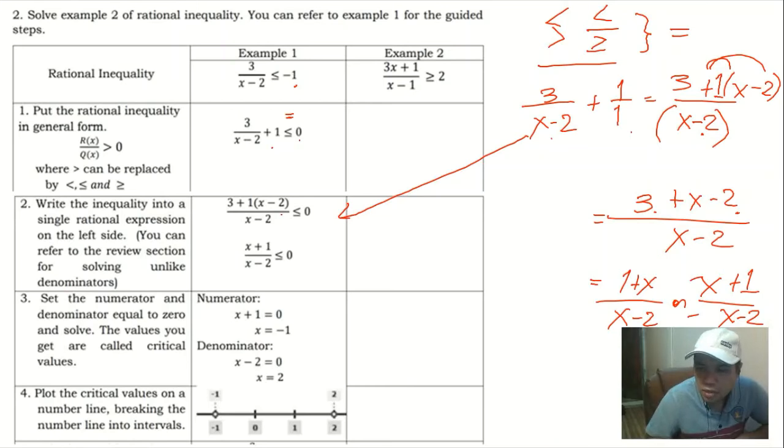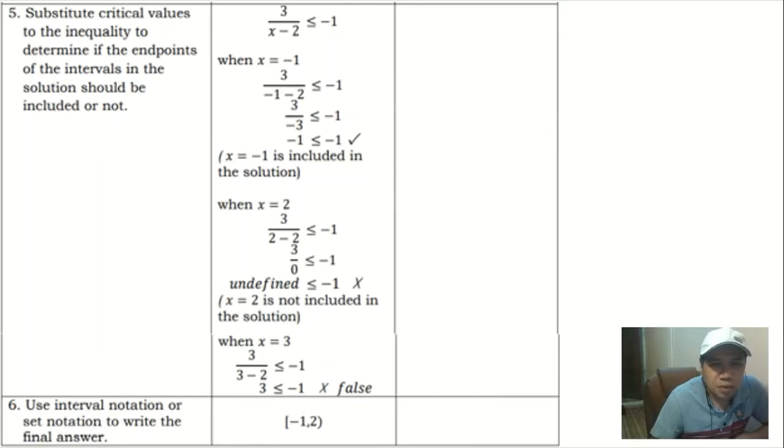Try natin kunin yung value ni x. So, equate natin sa 0. X plus 1 is equal to 0. So, technically, x is negative 1. X minus 2 is 0. So, we have x is equals to 2. Then, we will try to plot mula doon sa number 9. So, negative 1 and positive 2. Yan.